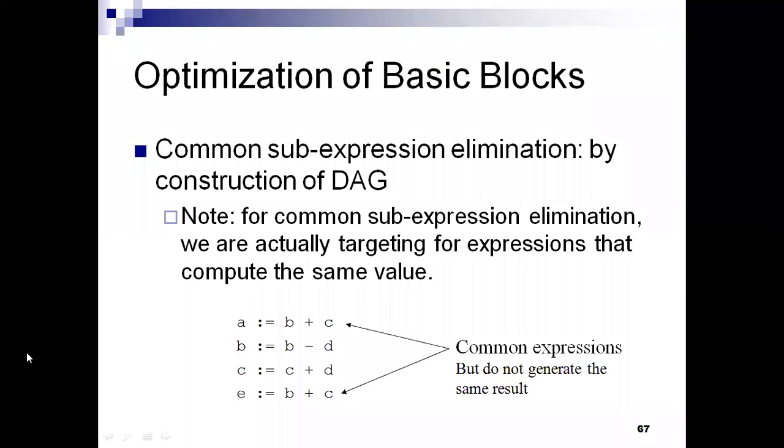applying these two transformations in peephole optimization, or in the optimization of basic blocks, only to achieve code efficiency, right? So these are the two techniques that we use for algebraic identities or algebraic transformations.